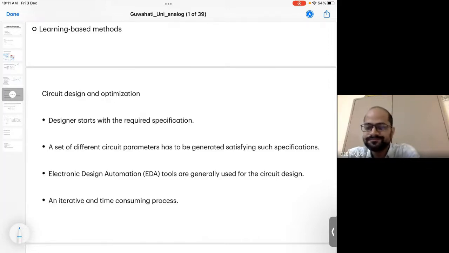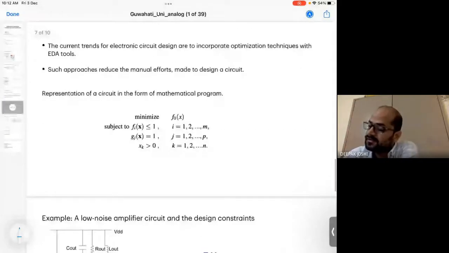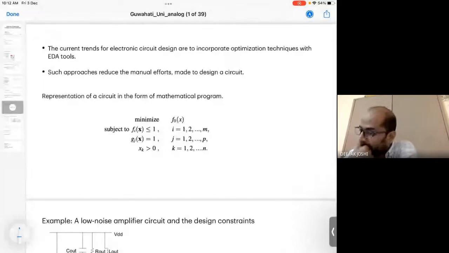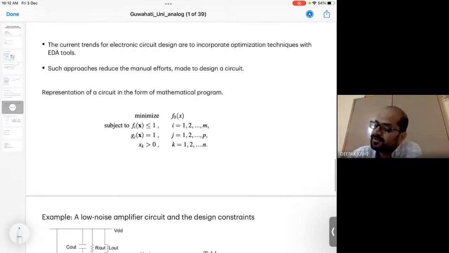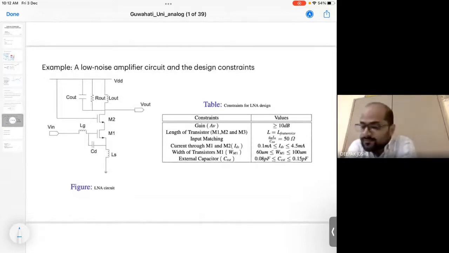Okay, so let's move towards the next slide, which is a set of, let's say, the same things. It is a procedure of the design which we have already discussed, and the same thing also has been discussed. So here is the example, let us say, an example of a very basic low noise amplifier now.